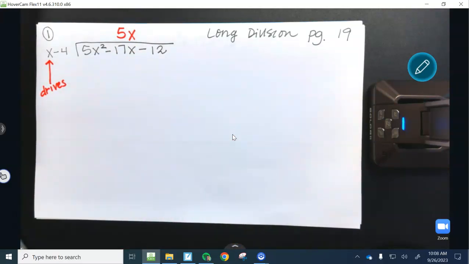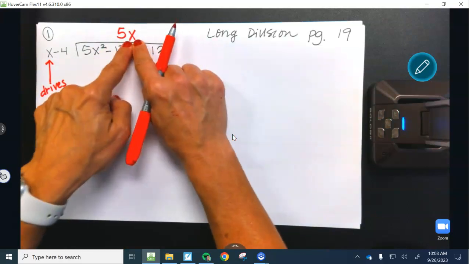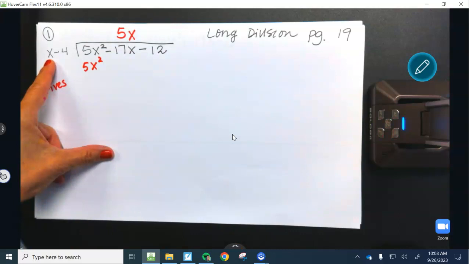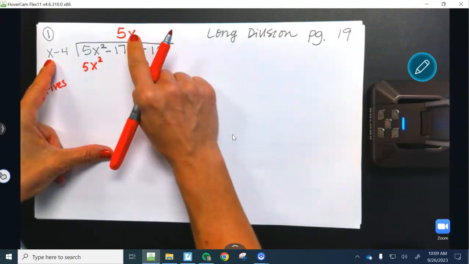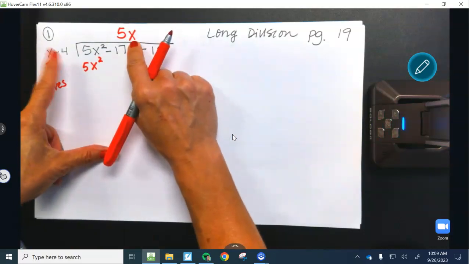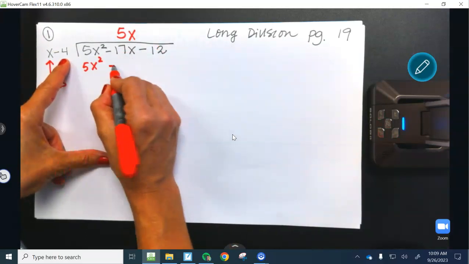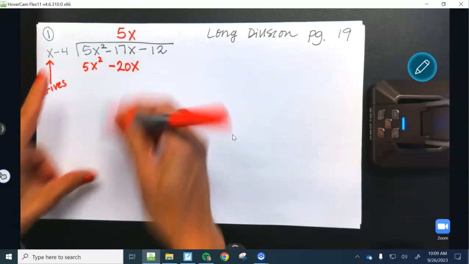All right, now let's distribute. Let's multiply. 5X times X is 5X squared, which is exactly what we wanted. And then 5X times -4 is -20X. Put that right below the -17X.